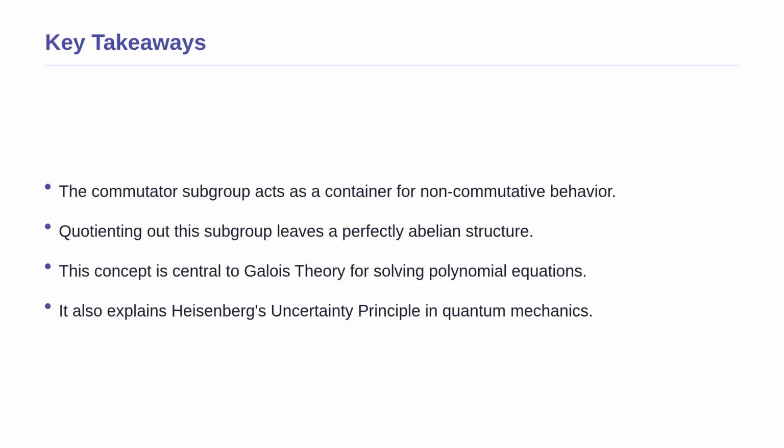We have covered a lot of ground today. Remember, the commutator subgroup acts as a mathematical container for all the non-commutative behavior within a group. By gathering these elements, we create a normal subgroup that perfectly captures the system's messiness. When we quotient out this subgroup, we are left with a perfectly abelian structure. Understanding this is key to unlocking deeper structures, from solving polynomials in Galois theory to understanding Heisenberg's uncertainty principle in quantum mechanics. Great job following along.